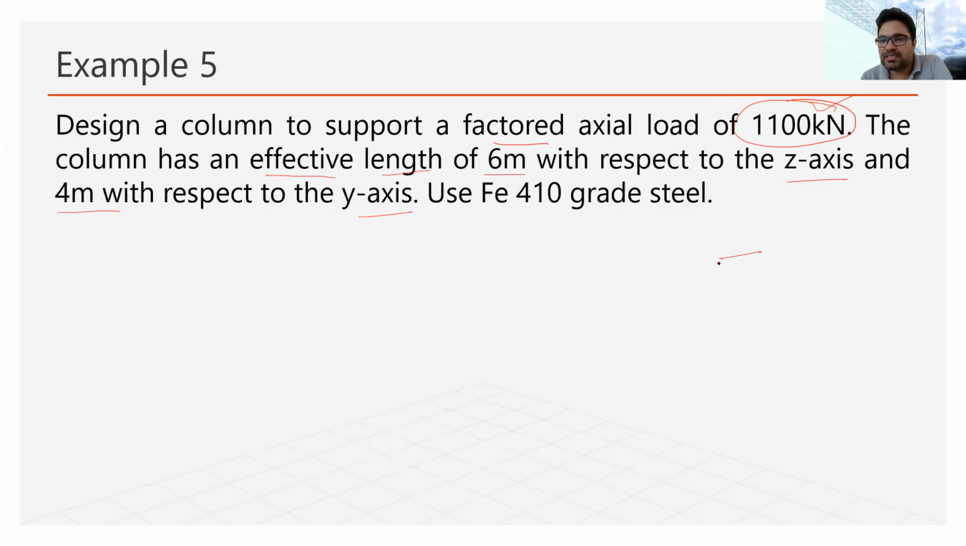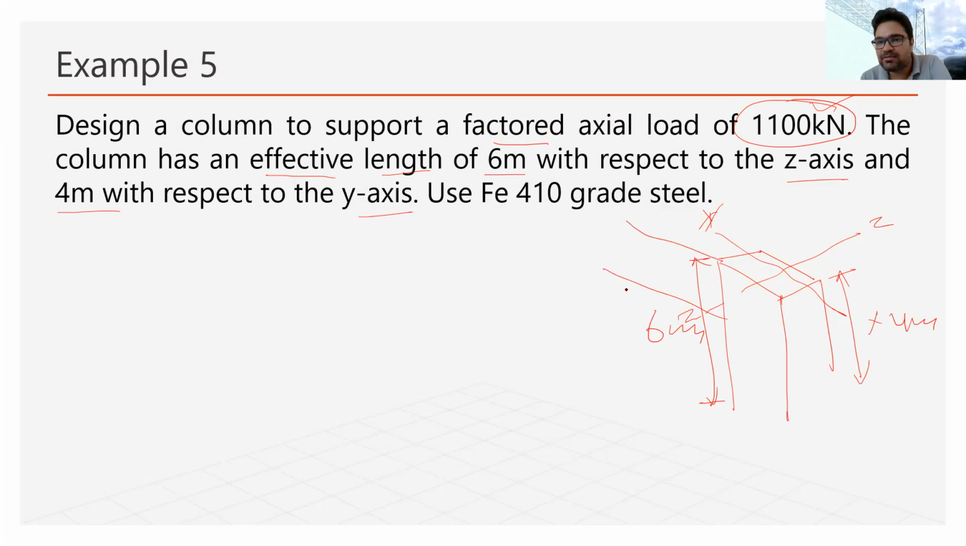Well, as I said, for example, this is a column and this may be the Z axis, this may be the X axis, sorry, Y axis. So along the Y axis, this may be the effective length. Along the Z axis, this may be the effective length. So it says that along the Y axis, it is 4 meter and along the Z axis, it is 6 meter.